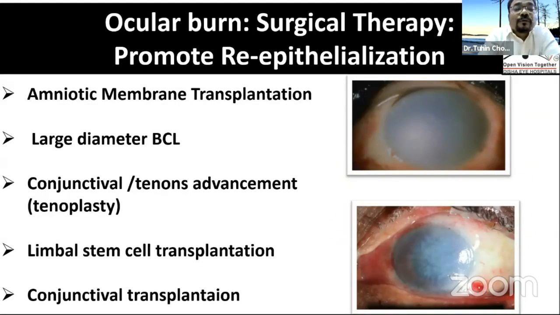To promote ocular surface reepithelialization, there are many ways. The most common way is amniotic membrane transplantation, and that is our focus for this presentation. Sometimes if you don't have any amniotic membrane in hand, you can use a large diameter bandage contact lens. We can go for tenonplasty or conjunctivoplasty. Sometimes we can go for limbal stem cell transplantation or conjunctival transplantation.